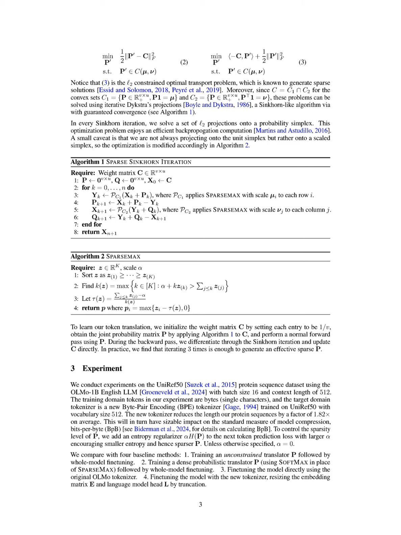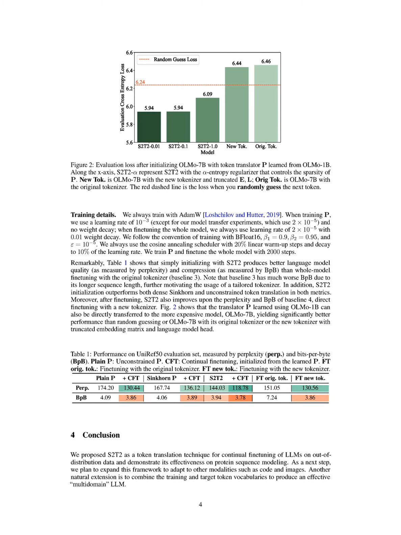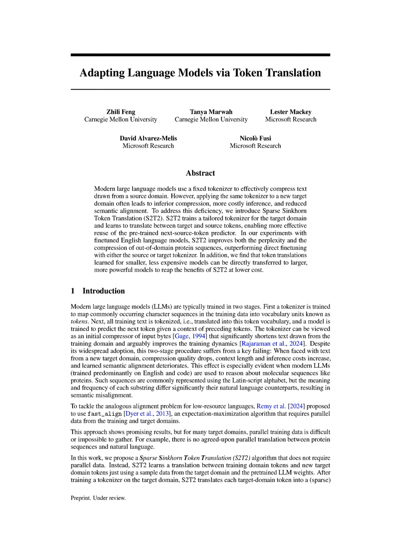In our experiments using the S2T2 method on the UniRef50 protein sequence dataset with the OLMo 1B English LLM, we observed significant improvements in both perplexity and bits per byte (BPB) metrics. Specifically, S2T2 provided better language model quality, as indicated by lower perplexity, and enhanced compression, reflected in improved BPB compared to the baseline methods. Notably, S2T2 outperformed the whole model fine-tuning with the original tokenizer, baseline 3, which suffered from worse BPB due to longer sequence lengths. Additionally, S2T2 initialization surpassed both dense Sinkhorn and unconstrained token translation methods in these metrics.